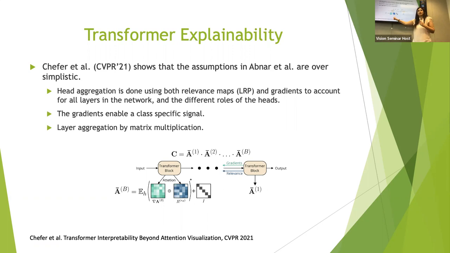So instead of just averaging across the maps, we take the gradient, which gives us the weight element, and we multiply the gradients by the attention, and then each head gets a weight from the gradient. Each attention head is not just the simple attention head that it was in the beginning, it is the attention weighted by the gradient. And then we can average across the heads in a way that takes into account the meaning of each head. So this is why the gradients are here.